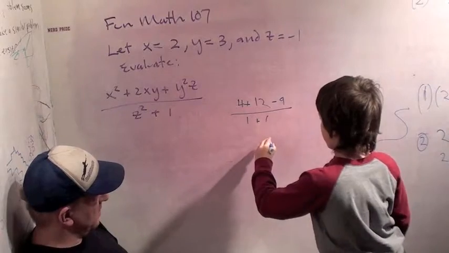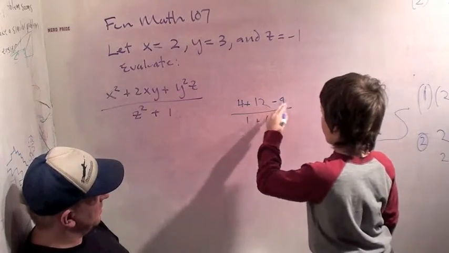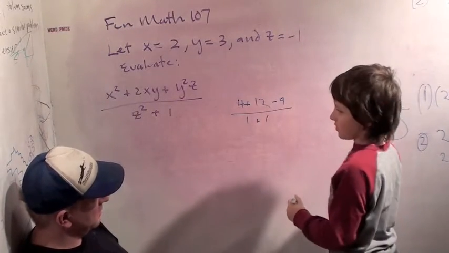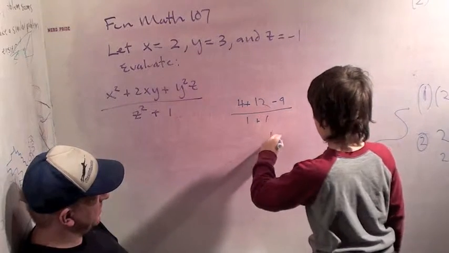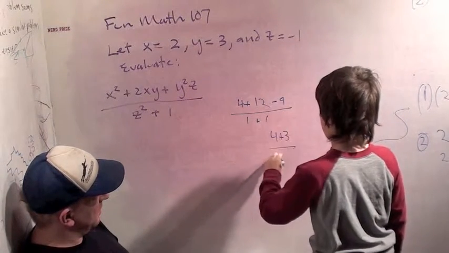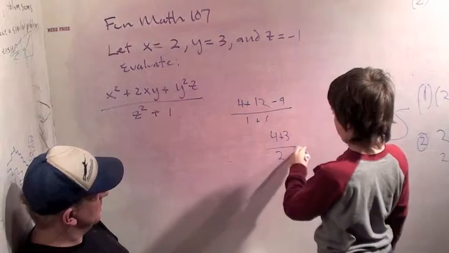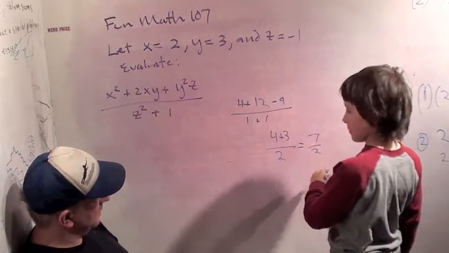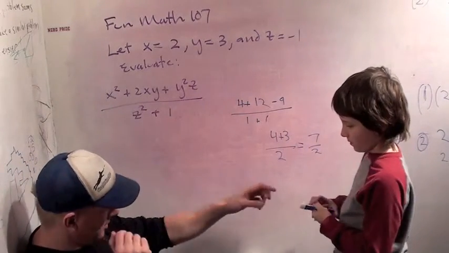So it's 12 minus 9 is 3. Seven over 2. Okay. Very good.